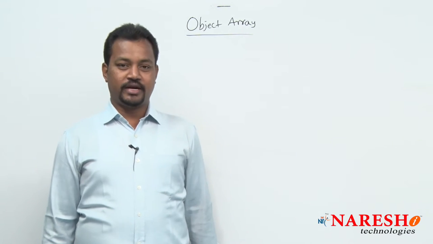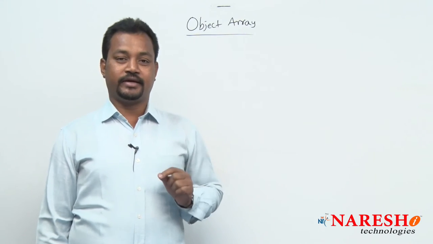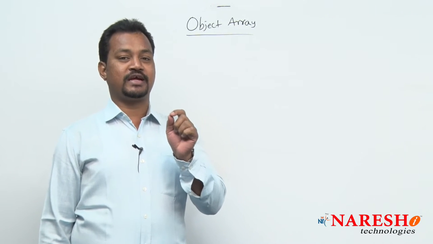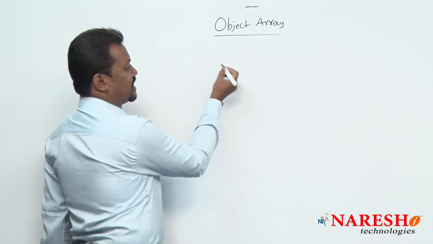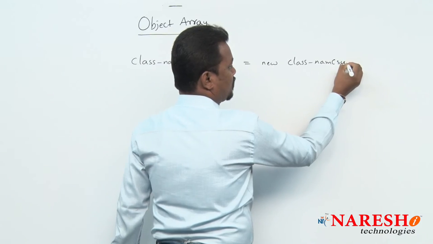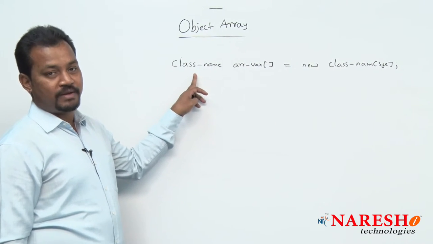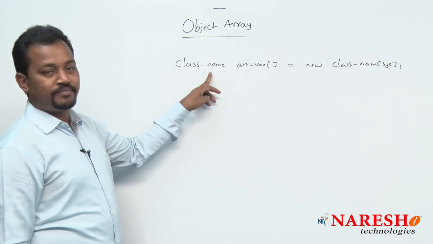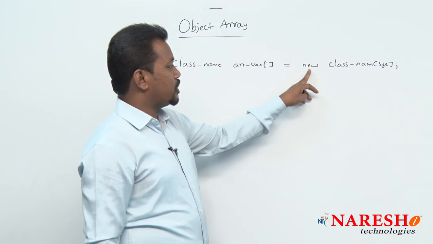So in this video today, let us have a small discussion about object array. An array can be declared by using integer array, string array, user defined class array or object array. The meaning is like this. Whenever you want to declare one array, we take the class name, array variable, new class name and size. Normally, an array is a collection of elements of the same data type or similar data type. So, the class name, array variable, and this is the array operator, braces, and new class name.